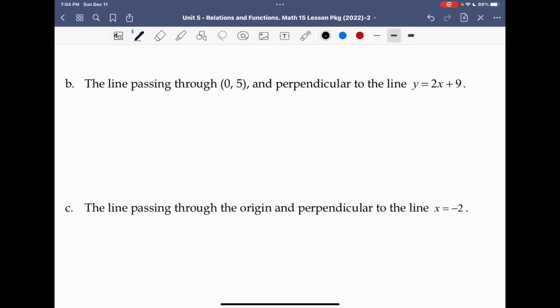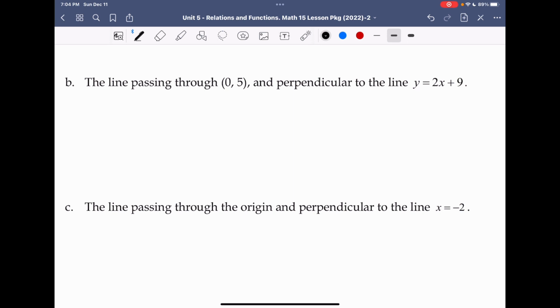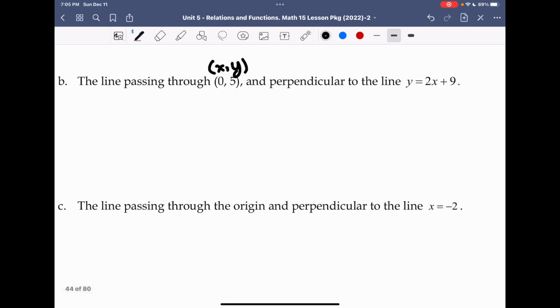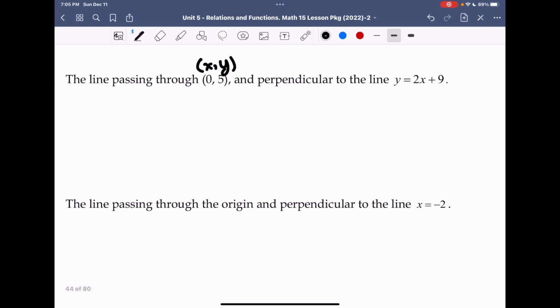All right, the line passing through the point 0, 5, well, we can label this as an x and y because they're specifically telling us a point on the Cartesian plane, and it's perpendicular to the line y equals 2x plus 9. Well, what do we know about the slopes of perpendicular lines? It means that if it's perpendicular to this given line, then the slope must be the negative reciprocal. So if slope 1 is equal to 2, the m value, we know m2 is just going to be the negative reciprocal, or negative 1/2.